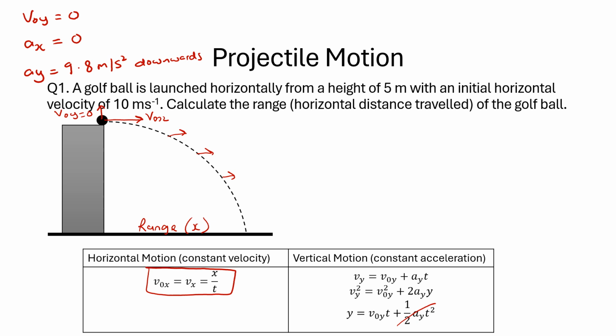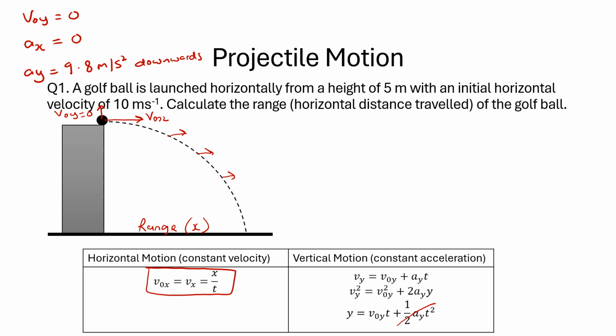Alright, so let's look at this question and see what they want us to find. A golf ball is launched horizontally from a height of 5 meters with an initial horizontal velocity of 10 meters per second. Calculate the range, which is the horizontal distance traveled of the golf ball. So what is the range? We need to find this maximum distance that is traveled by the object, which is from the base of this, we can call this a cliff, to where the object lands.